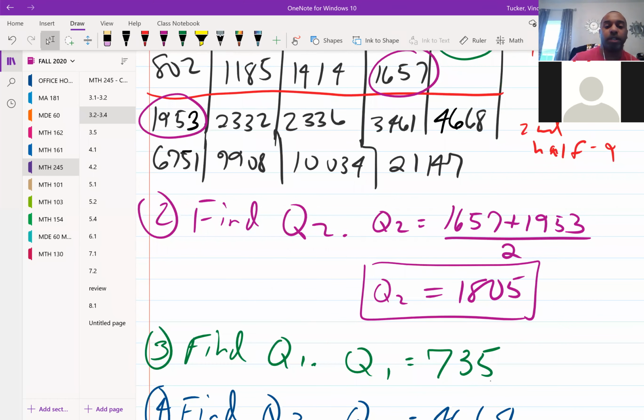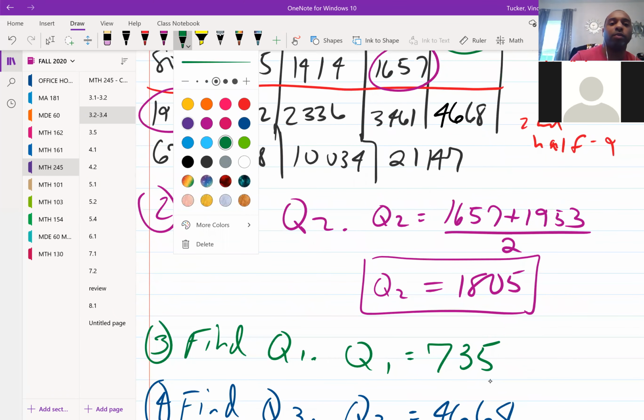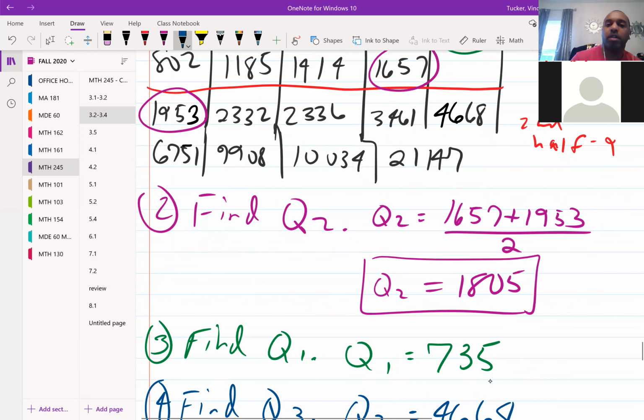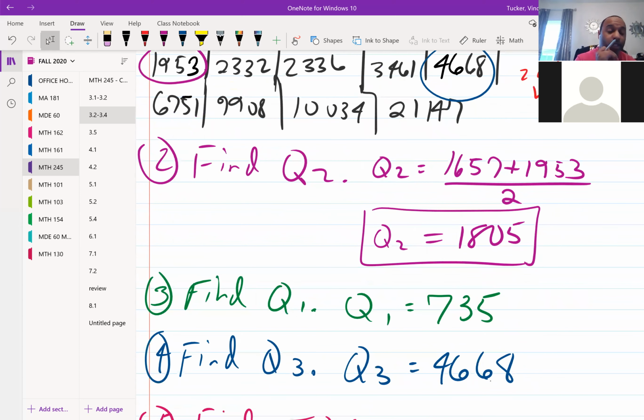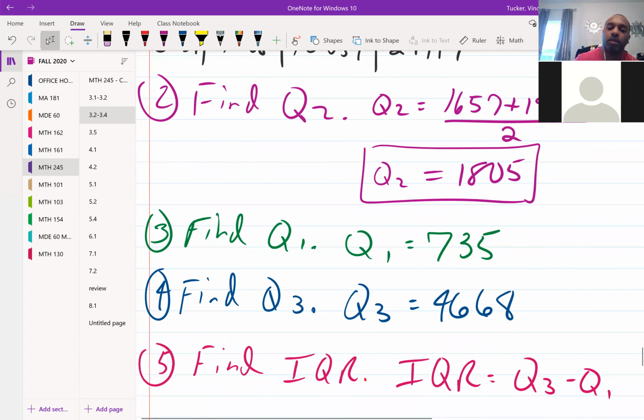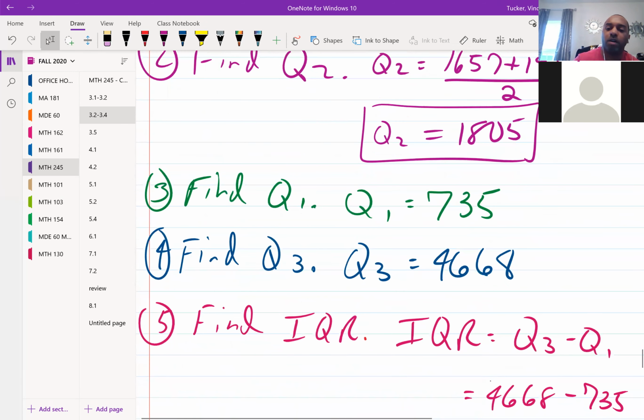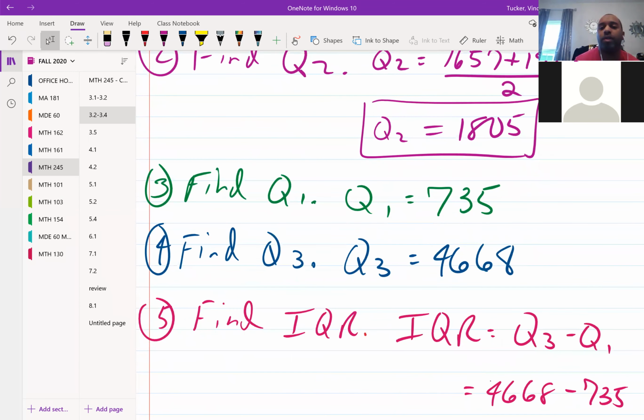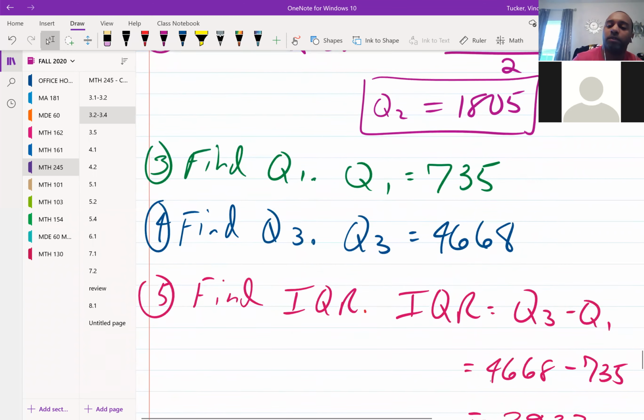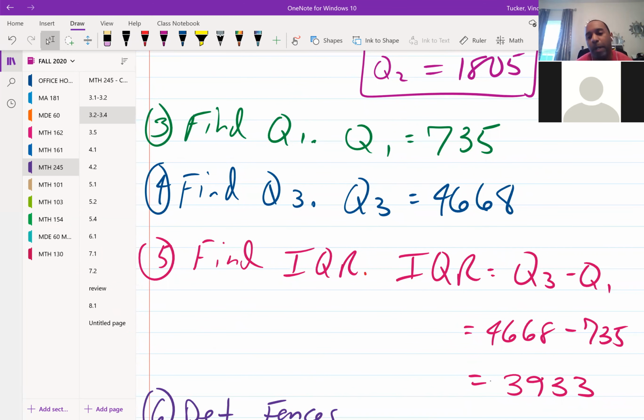So that was Q1, and then Q3 is going to be 4668. Once again, odd number of data values in that second half of data, so we're just picking out the middle value. All right, we can find the IQR by subtracting Q1 from Q3, and that gives us 3933.